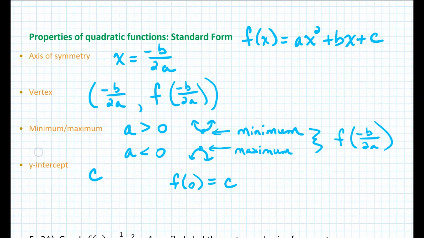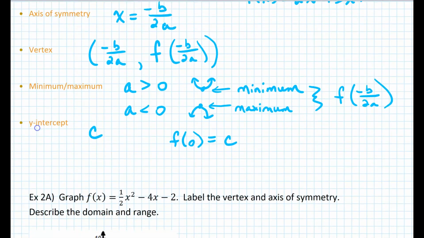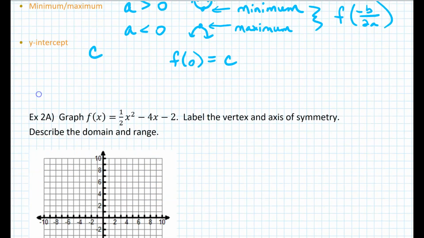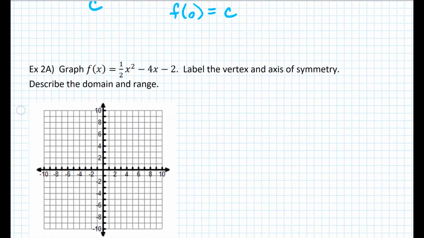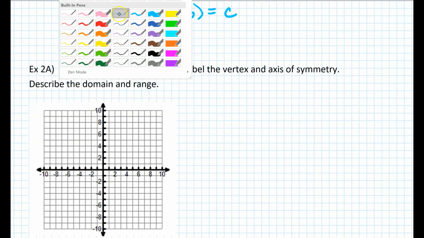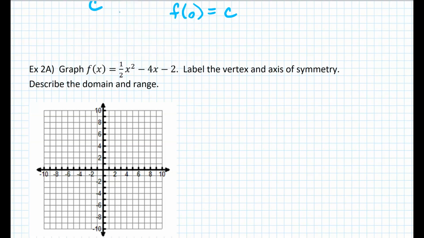All right. We ready to try one? Yeah. Okay, so the one we're going to try is 1/2 x squared minus 4x minus 2. It's asking us to label the vertex, the axis of symmetry, and also describe the domain and the range. Alrighty, so where should we start? Find the axis of symmetry, exactly.